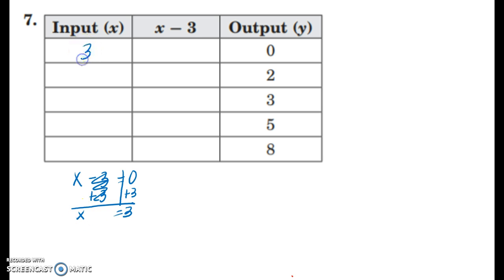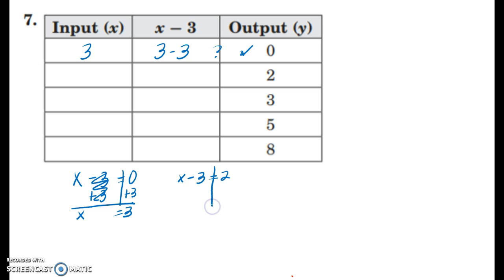So I put that in my input-output table. 3 minus 3. Does that equal 0? Yes, it does. Next. Let's see if I can change colors here. Well, I can't really see it, so we're going to keep going with blue. Next, I'm going to record it again. x minus 3. But this time, it's going to equal 2.